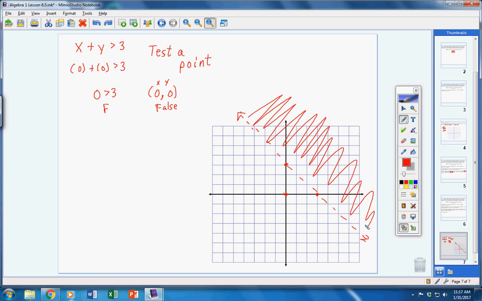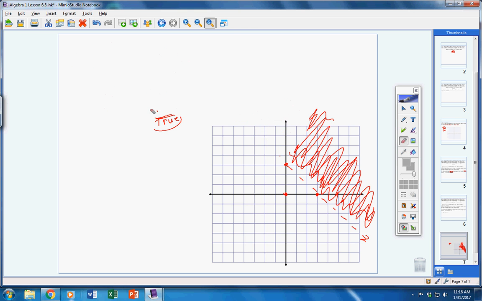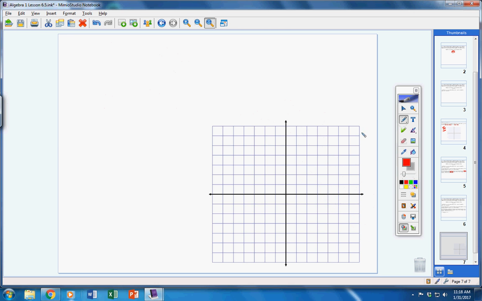And now we're finished. We're done. So do you understand how to know where to shade? You have to test the point. Now, let's pretend this point would have been true. If that point would have been true, then you would shade where the point is. So you would shade down here, not up here. Okay? It all depends on whether the point that you test gives you out a true statement or a false statement. That's really what it depends on. Let's try one more, and I think you'll be ready for your homework, okay?